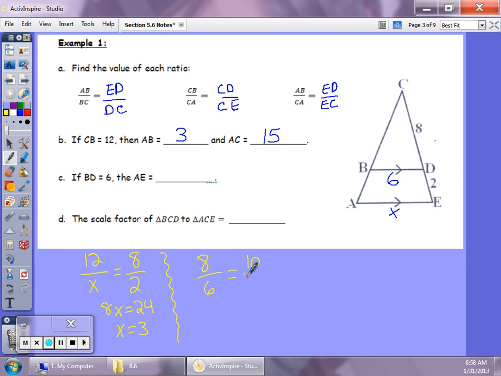And then from here, we can solve our proportion. If we cross multiply, we get 8x equals 60. When you divide by 8, we get x equals 7.5. So now we know that AE is 7.5.